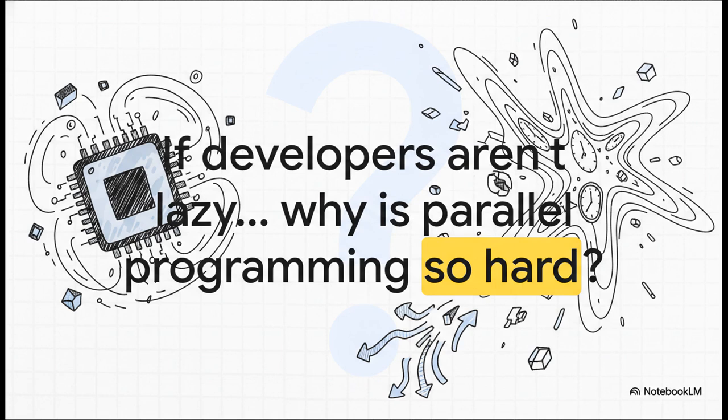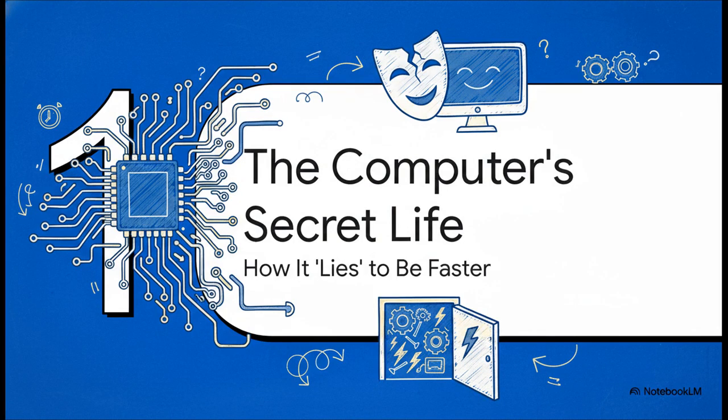So that's the big question, right? If it's not the developers, then what is it? And the answer is pretty fascinating. It's buried deep inside the architecture of the very chips we use every single day. Turns out, to get faster, our computers, well, they have to kind of bend the rules of reality a little bit.